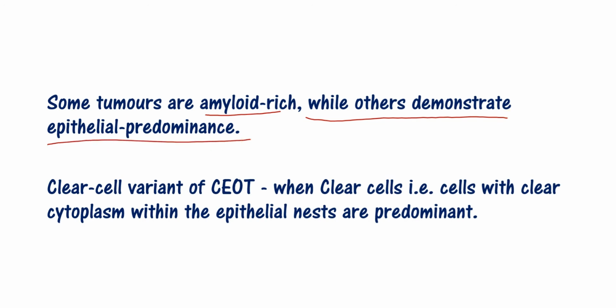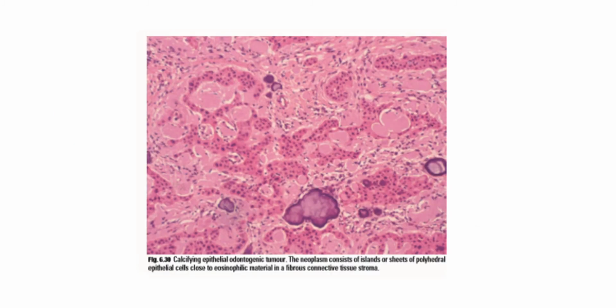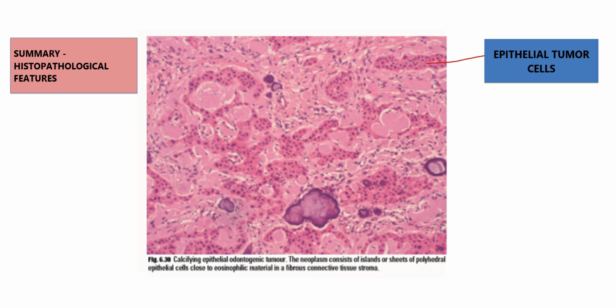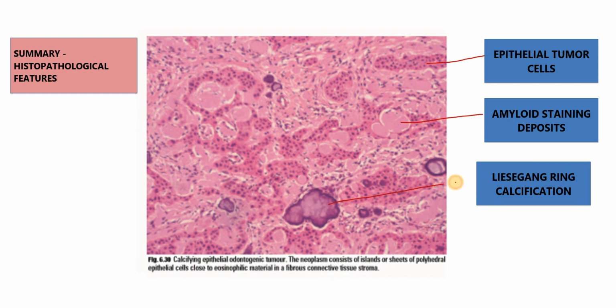And there is a variant of CEOT which is called as clear cell variant of CEOT. That is, when clear cells with clear cytoplasm are predominant in the epithelial nest. Again, to summarize, polyhedral epithelial cells in islands or sheets or strands, then eosinophilic material, that is the amyloid-like material between the sheets or outside the sheets, and Liesegang ring calcification. These are the prominent features.